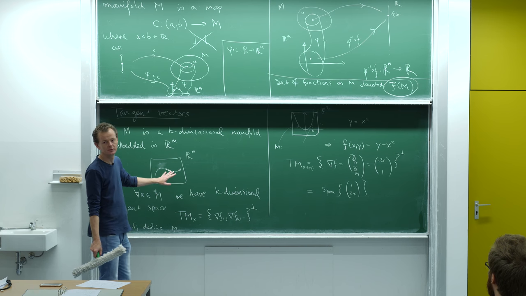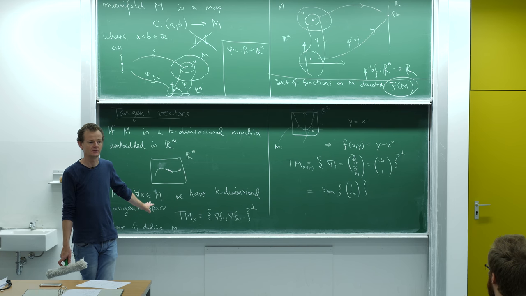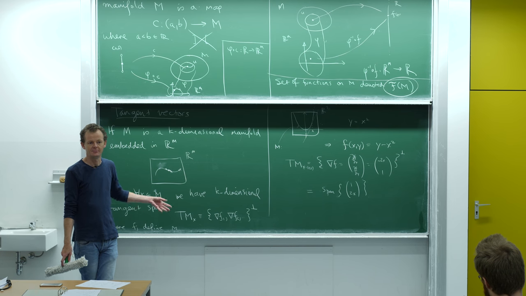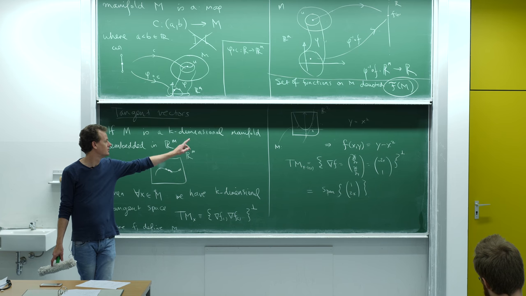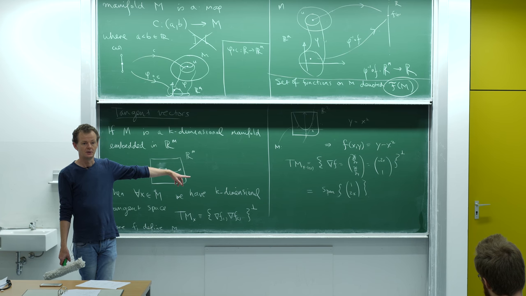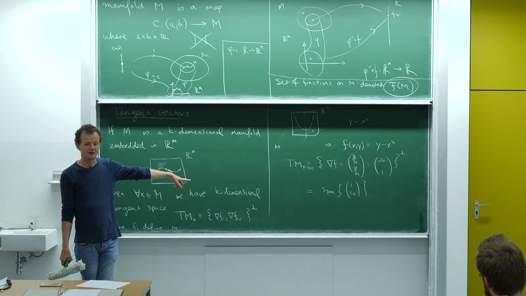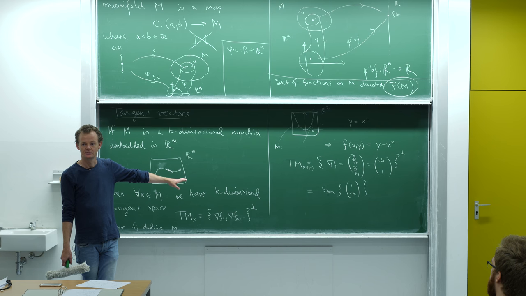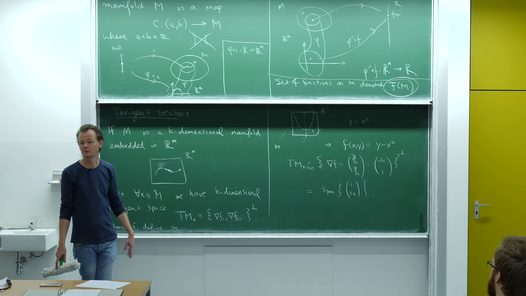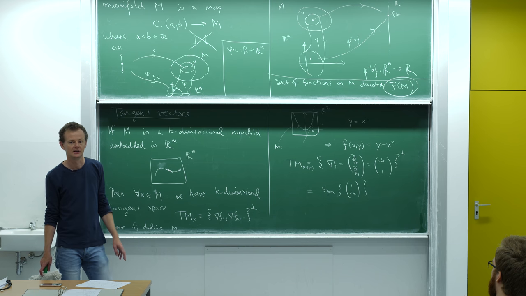So that's one idea of how to define tangent vectors to a manifold. If the manifold just happens to be embedded, then you're already good to go. Just use this formula here. And actually, I just don't know a manifold where I don't know it as an embedded manifold. So in some sense, this is already it. We could sort of stop here and use that as our definition.